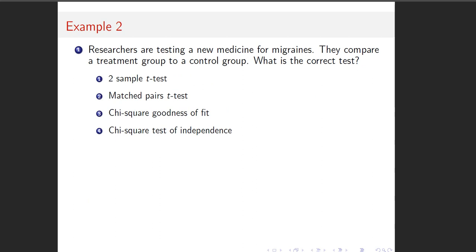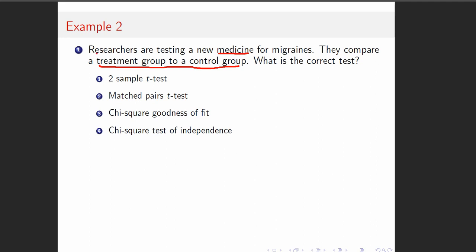Okay, let's take a look at another one. And you should probably pause the video, read the question, and answer it yourself right now. Okay, I'll give you a couple of seconds to do that. Okay, so they're testing a medicine for migraines, and they compare a treatment group to a control group. What is the correct test?